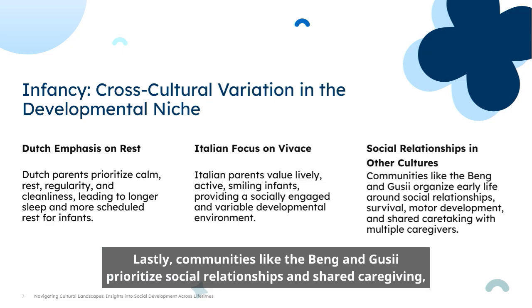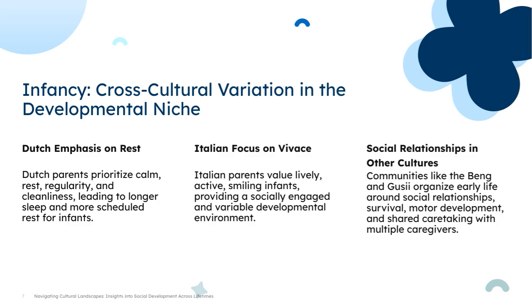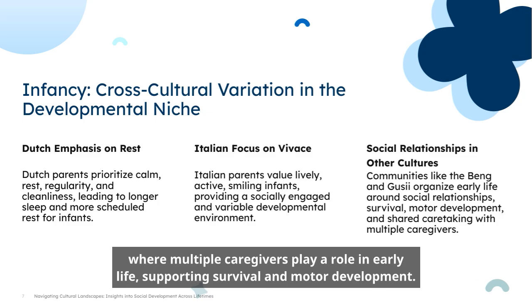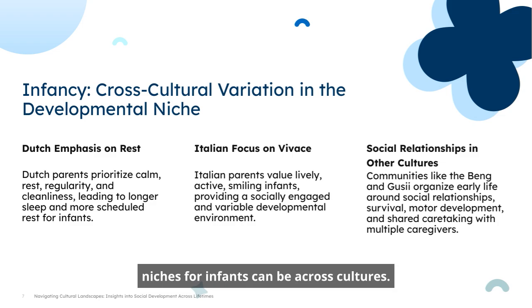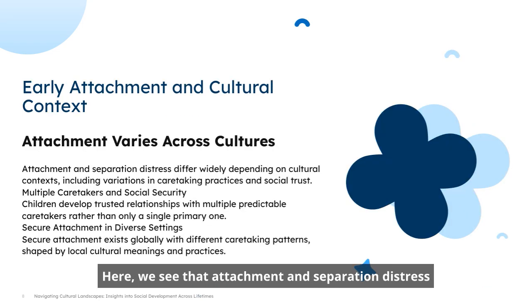Lastly, communities like the Gusii prioritize social relationships and shared caregiving, where multiple caregivers play a role in early life, supporting survival and motor development. These examples highlight just how varied the developmental niches for infants can be across cultures. Here, we see that attachment and separation distress vary significantly depending on cultural context.